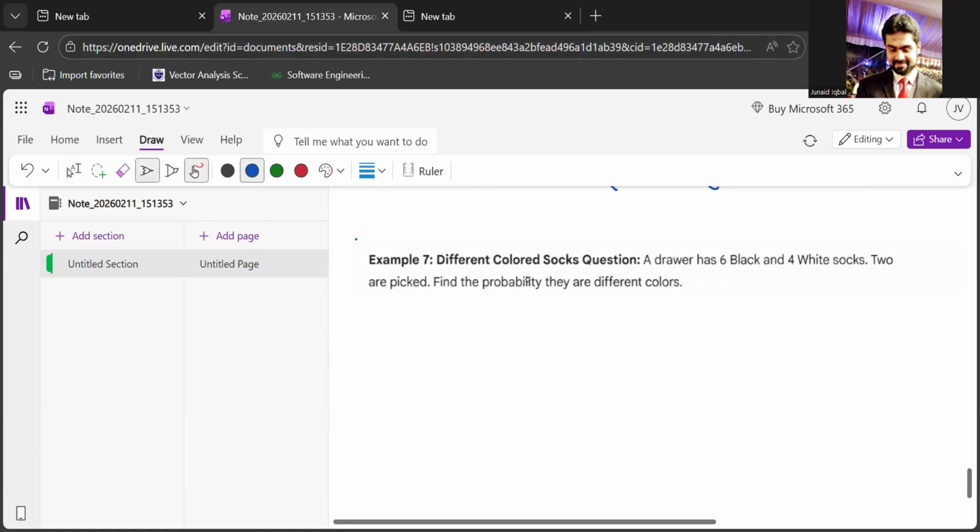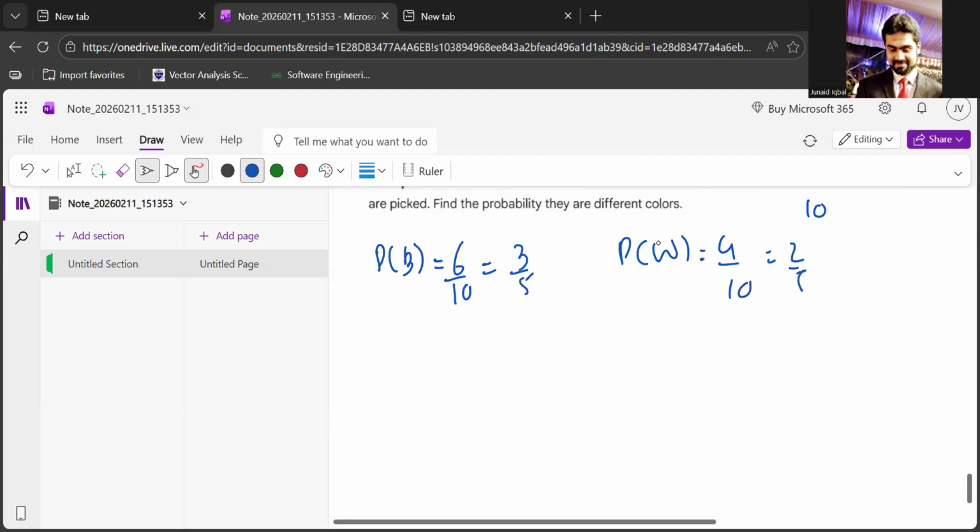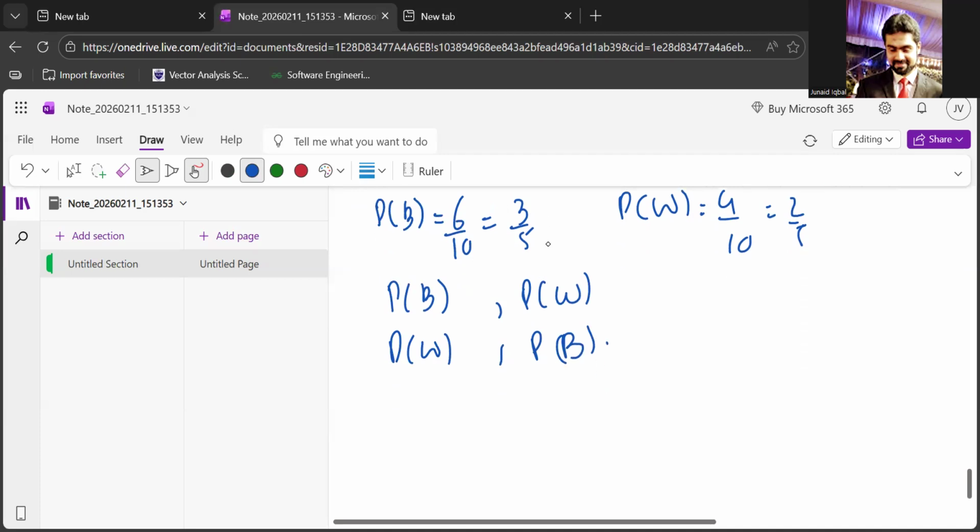Okay. So a drawer has 6 black and 4 white socks. So in total, there are 10 socks. So if I find the probability of black, it would be 6 upon 10 and 3 upon 5. And probability of white socks would be 4 upon 10 and 2 over 5. So find the probability they are different colors. So different colors means if you pick black first, then second should be white. And if you pick white first, then second should be black. Now you have to do it with tree diagram.